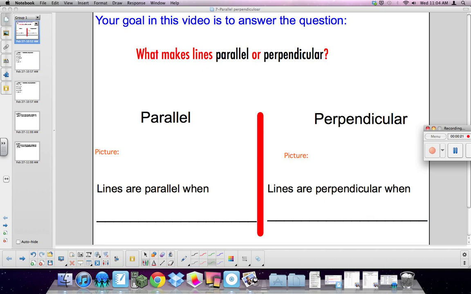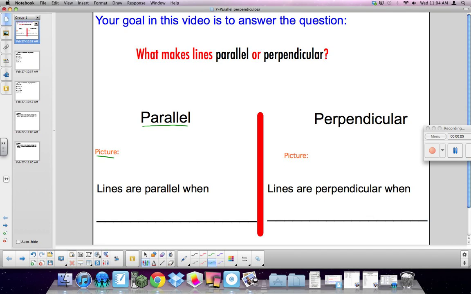So we're going to draw a little picture of parallel lines. Now, parallel lines, what we should know is that parallel lines are two lines that never cross. So here are two lines that I've drawn that are parallel. I could draw another pair of lines just to make sure you understand.